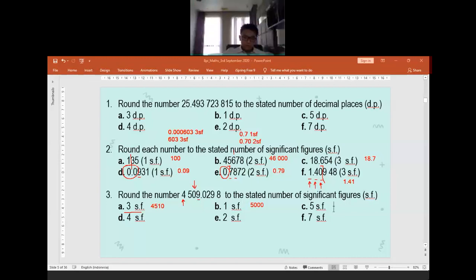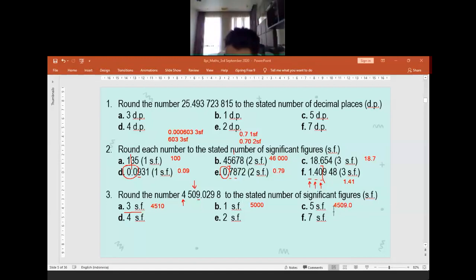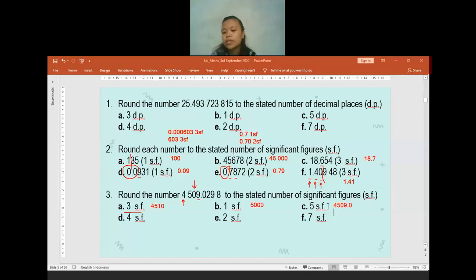4,509.0. 4,509 point how many? 0. Yes. Okay. The 0 in here is significant. That's why we still have to put 0. So in total, it will be having 5 significant figures or 5 significant digits. Is there anyone having any question? No? Okay. Now move to the question D.